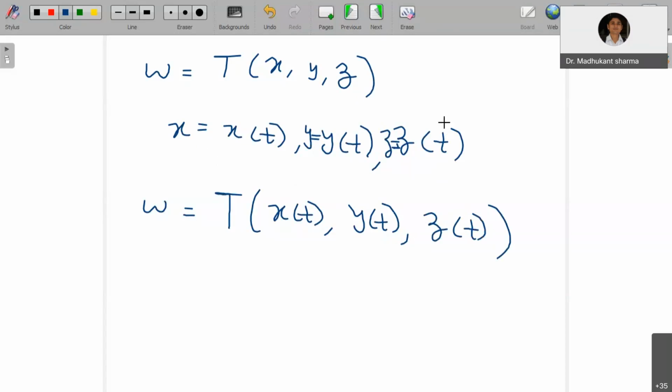So if you draw this curve in x, y, z space, it's going to be a curve, right? So this will give you the temperature along the curve. And when you talk about the dw by dt, it's going to be giving the rate of change of the temperature along the curve.